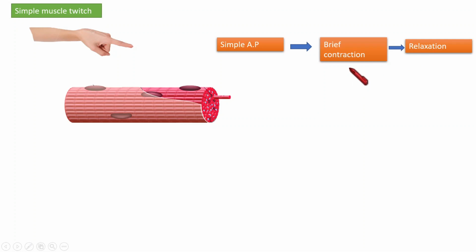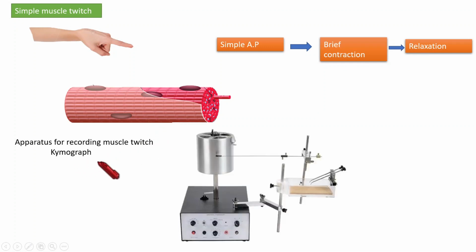Then how can we record that simple muscle twitch? Which is the apparatus for doing that? Its name is kymograph, and its image is shown here. In this picture, we can see a stand, a board, and a stand having a needle, and that needle is touching a drum, and that is the setup.